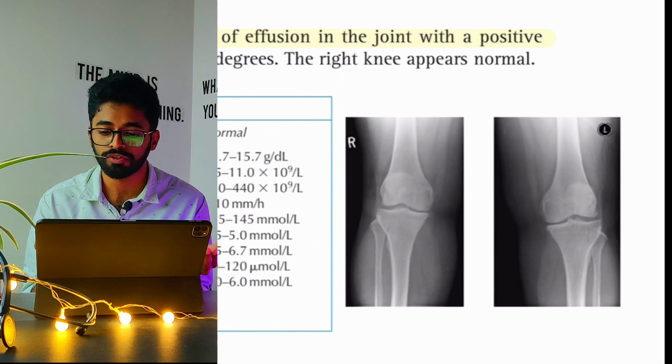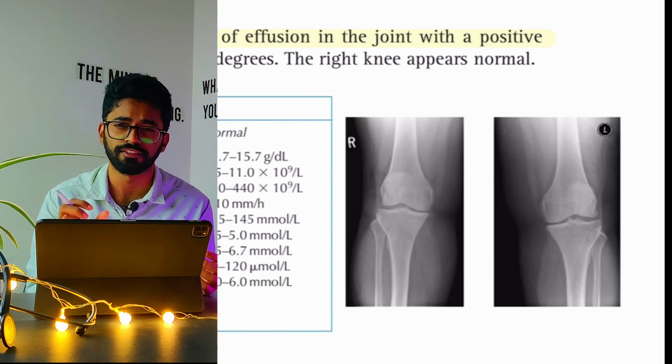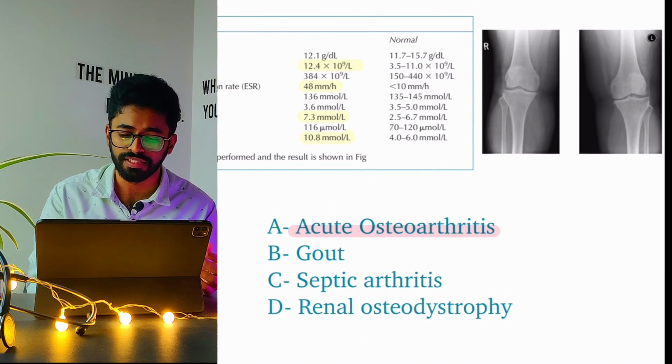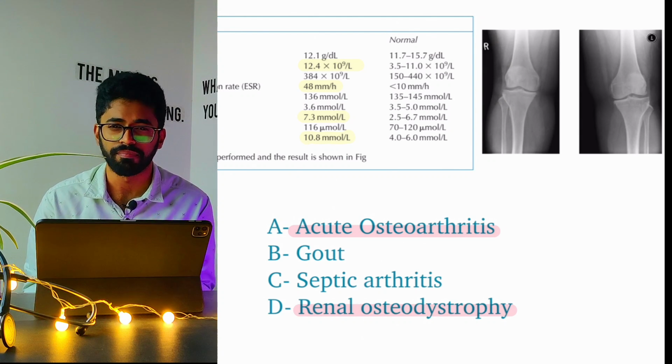This X-ray almost seems normal, except that there is a mild decrease in the joint space on the medial side of both sides of the bone. So the next thing is we can eliminate renal osteodystrophy, as I said. Now we are left with gout and septic arthritis.